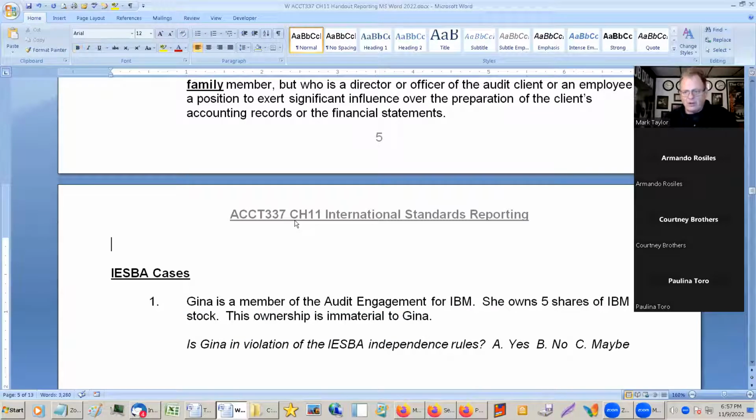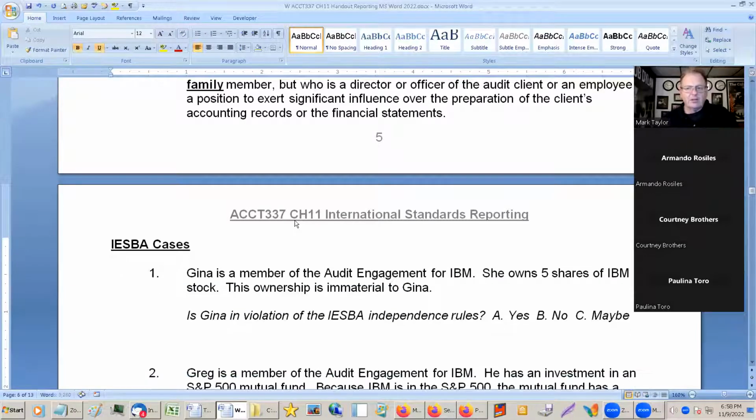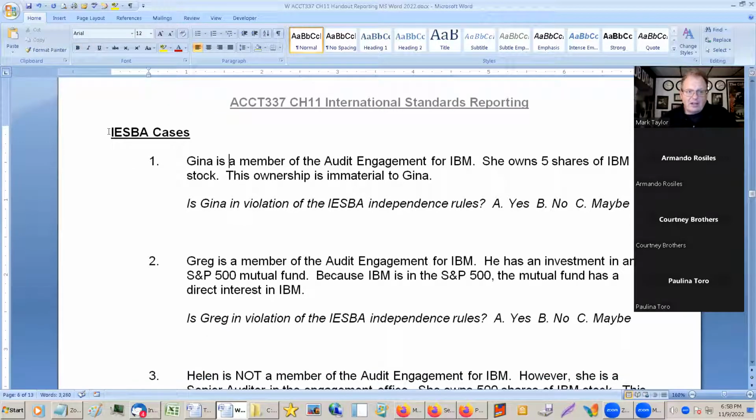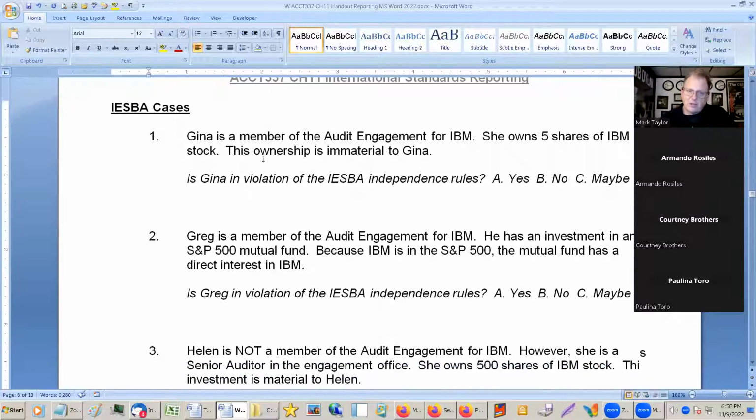Okay, so what we're going to do, and we'll take a break, I went a little long here. We'll do these cases using the international rules and see how they differ from those that we did for the AICPA rules. They're the exact same cases.